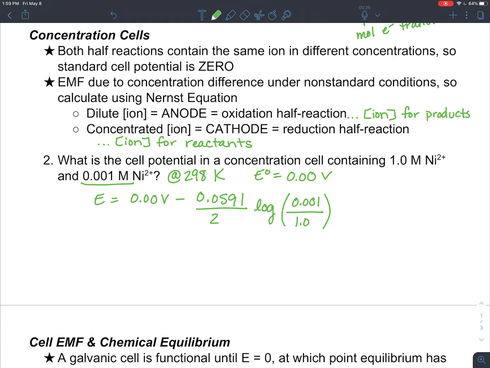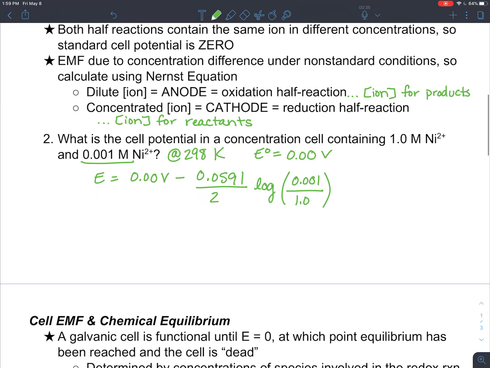Now, even though the standard conditions would give us 0 volts, we're going to see that there's going to be some voltage that results from this concentration cell. So when I plug all of this into the calculator, that gives us negative 0.089 for this whole right side of the subtraction sign there.